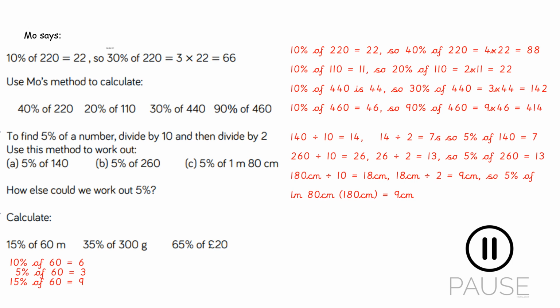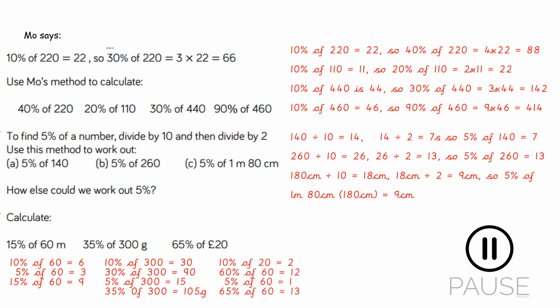And then for the bottom ones, 15% of 60 metres, well 10% is 6, 5% is 3, so 15%, if you add those two together, is 9. For 35% of 300, you need to find 10%, which is 30, times that by 3 to find 30%. 5% is 15, so you add your 30% and your 5% together to get 105 grams. And then finally, for 65% of £20, we find 10%, which is 2, times it by 6, which is 12. 5% is 1, and then 60% add 5%, so 12 add 1 is 13.